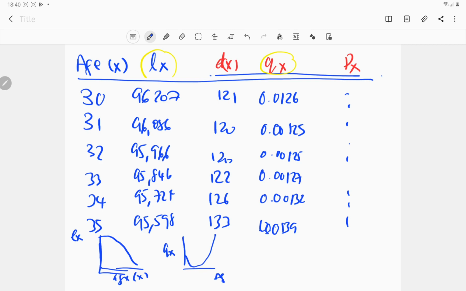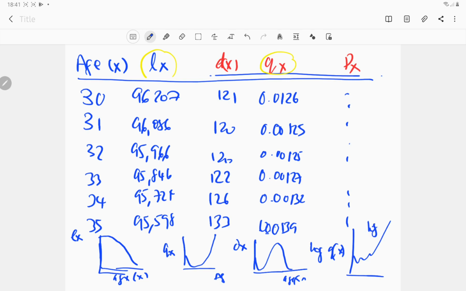At the same time, if you want to plot the deaths dx by age x, you have a situation which appears like this. And if you take a logarithm, log qx, then the curve changes and becomes like this, because it's a log qx function. So this is the way we can plot.